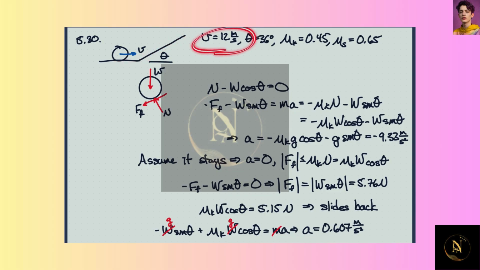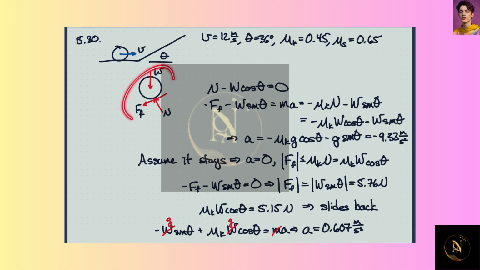They're initially going 12 meters per second. The incline of the hill is 36 degrees from the horizontal. The kinetic coefficient of friction is 0.45 and the static coefficient of friction is 0.65. So, what was the first question here? Find the acceleration of the rocks as they slide up the hill.